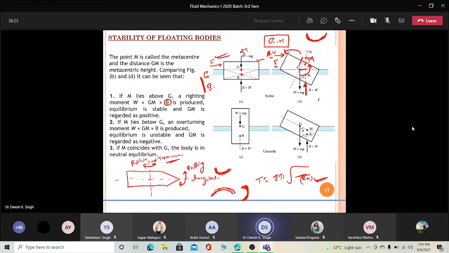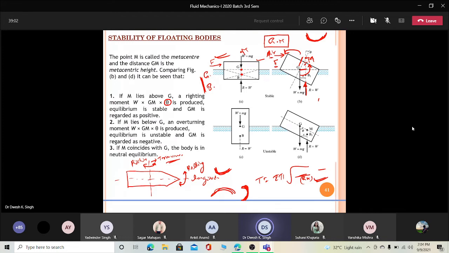In both cases your body has to come to a stable condition, otherwise your ship may overturn and sink inside the sea. That's why this concept of metacentric height is very important during the designing of the ship. What will be your time of oscillation, and the GM height, up to which it can resist the maximum force, also depends on G, the gravity point.